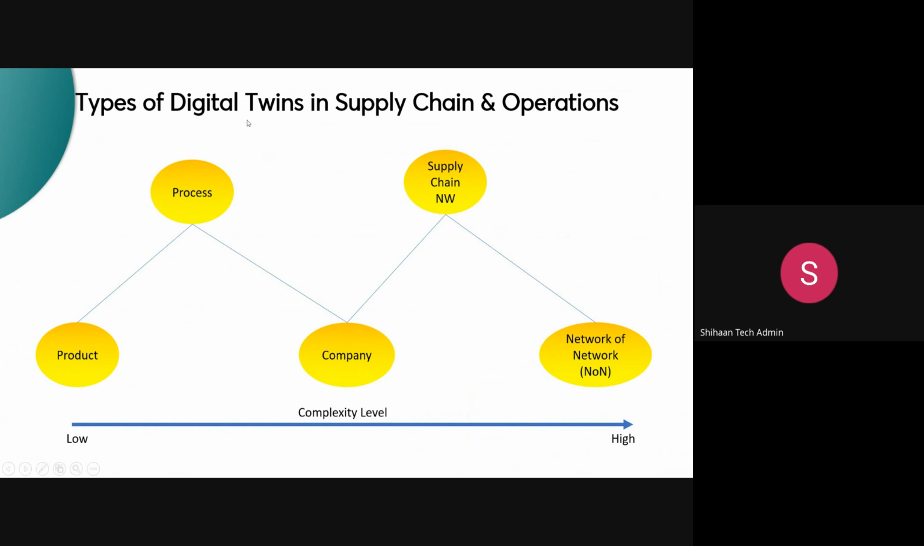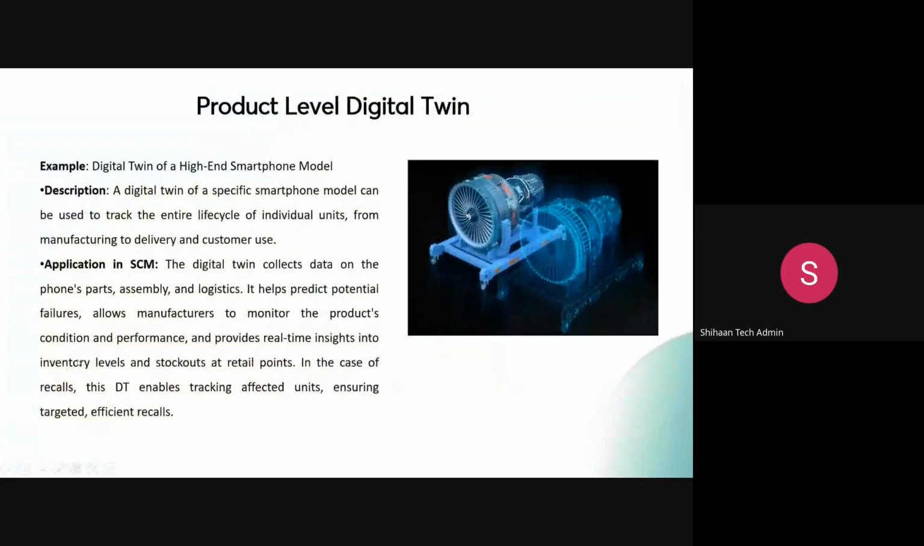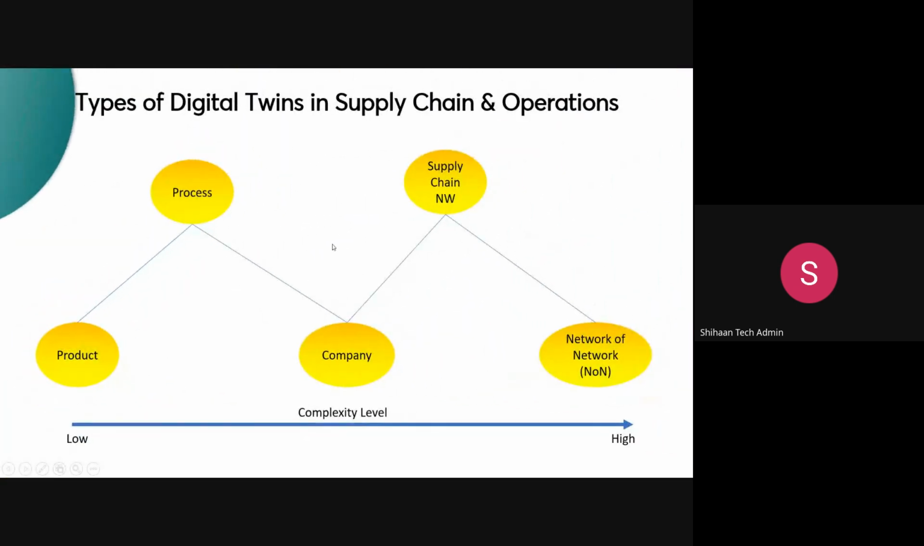So what is a product-level digital twin? Take an example: a digital twin of a high-end smartphone model. The digital twin collects data on the phone's parts, assemblies, components, and logistics. It helps predict potential failures, allows the manufacturer to monitor the product's condition and performance, and provides real-time insights into inventory levels and stockouts at retail points. This is an example of creating a digital twin of a real-world product.